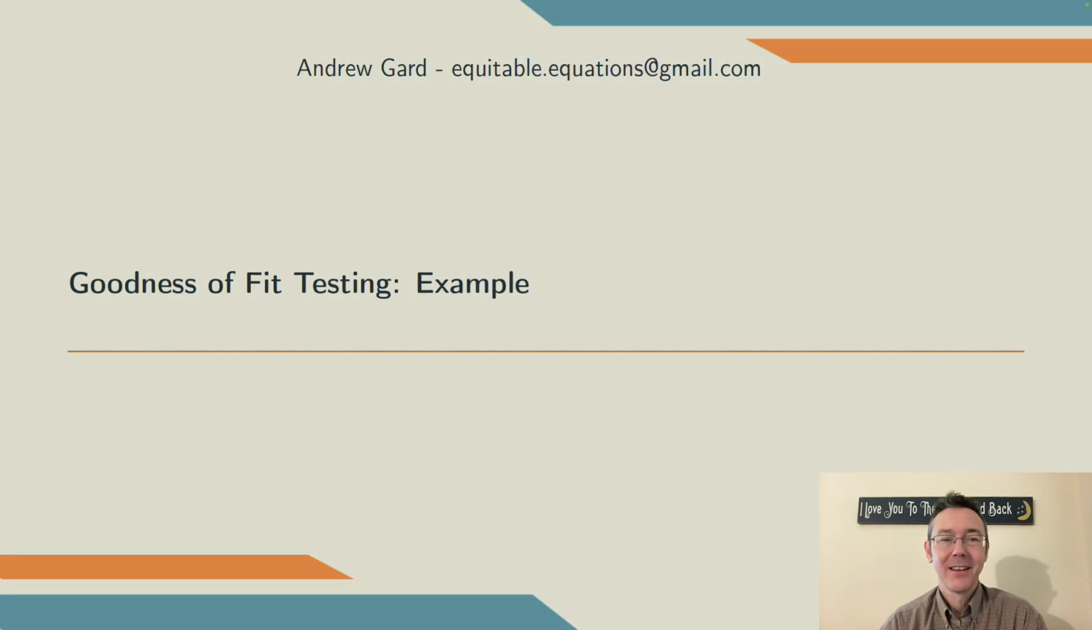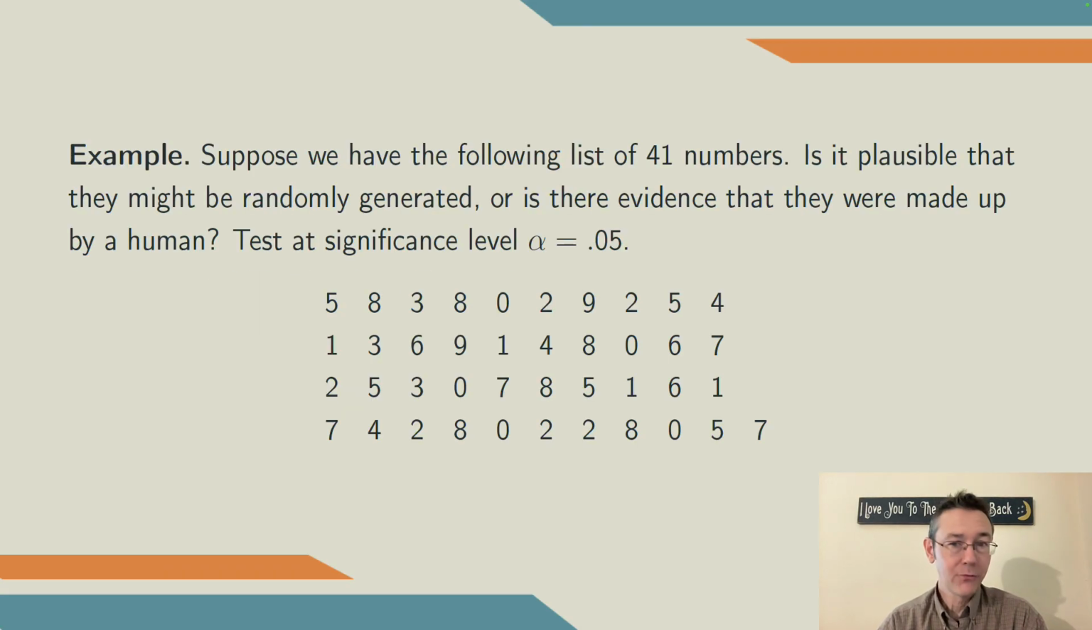Hey everybody. Today we're doing a goodness of fit test example. We have a list of 41 digits between 0 and 9, and we'd like to know whether it's plausible that they might be randomly generated. Alternatively, is there evidence that they were made up by a human? We'll test at significance level alpha equals 0.05.